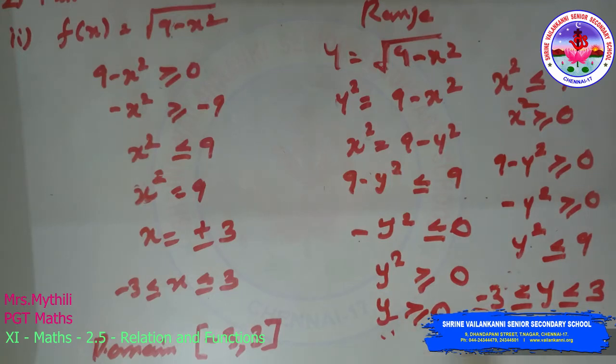So comparing these two, y is greater than or equal to 0 and y lies between minus 3 and 3. So neglecting this part, we get y lies between 0 and 3. Then we say range is 0 comma 3 in a closed interval.